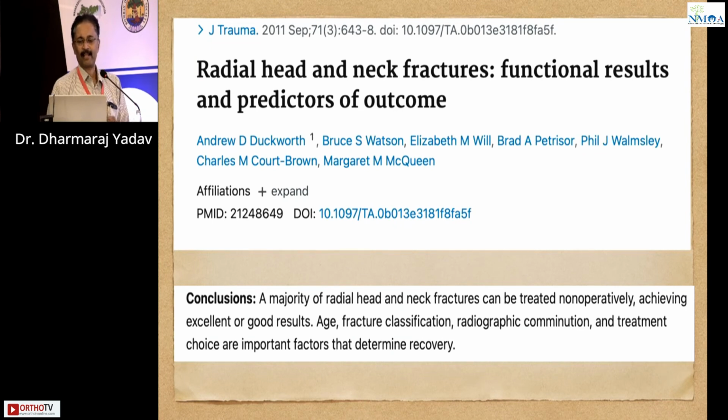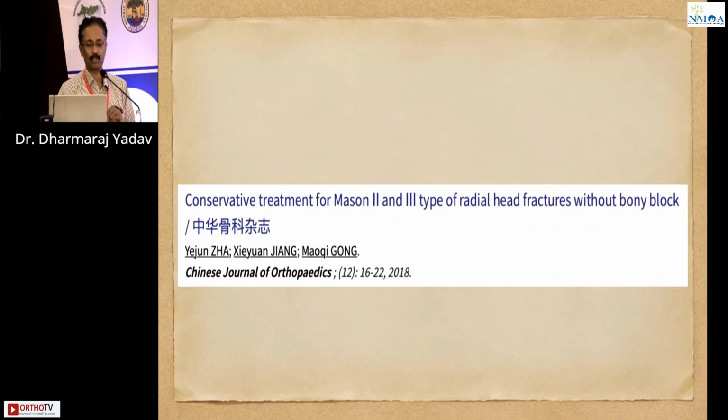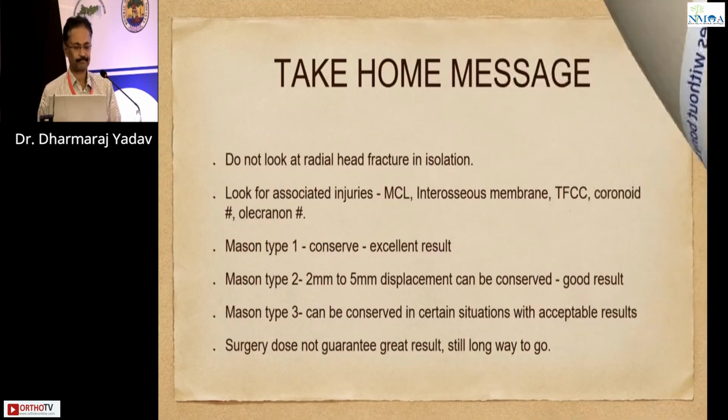Radial head neck fracture functional results and predictors of outcome. Duckworth presented this. He said majority of radial head and neck fracture can be treated non-operatively, achieving excellent or good results. And of course, the other criteria like age and other things come into the picture. But yes, if you conserve, you can get away with good results. There is some Chinese literature also which conserved Mason type 2 and Mason type 3 and got decent results.